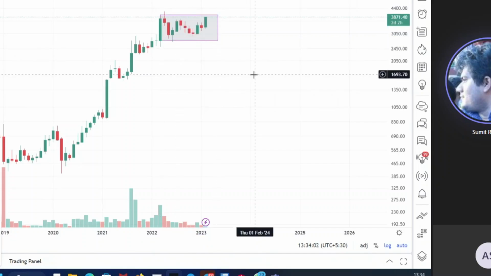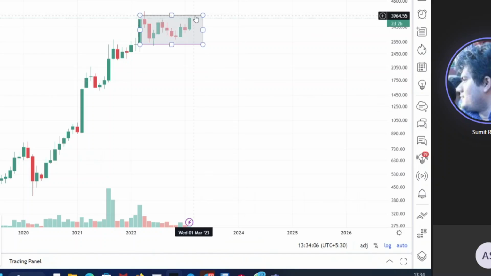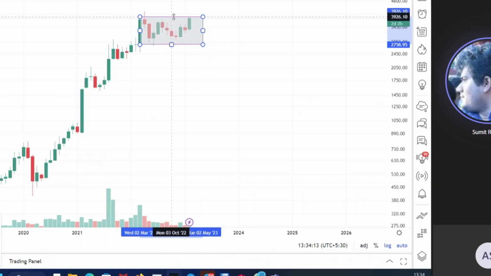Look at this, right? Now, what do I do? From a monthly perspective, once it breaks this or this level convincingly, I will start adding. That's one way to look at it. But that's from a monthly perspective.